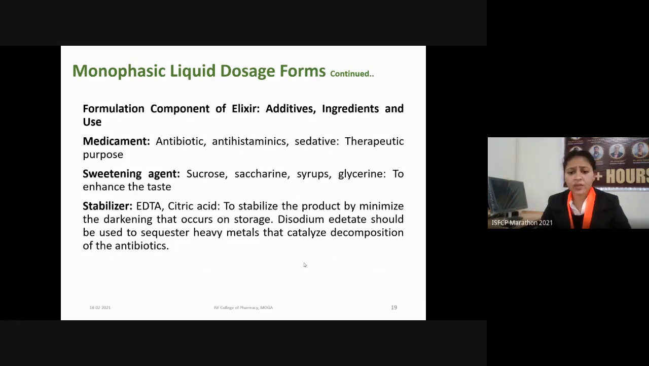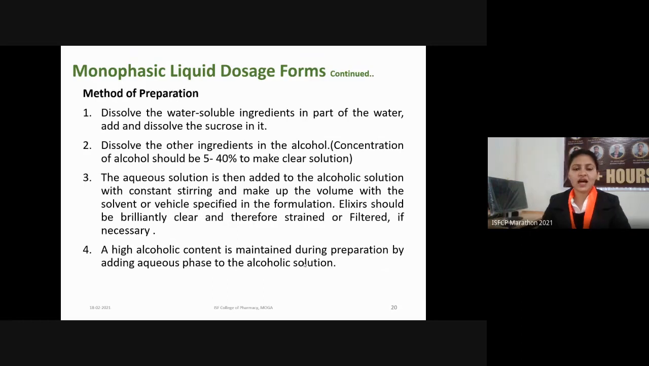Disodium edetate should be used to sequester heavy metals that catalyze decomposition of the antibiotics. It means these heavy metals act as a catalyst in the decomposition of the antibiotics, and to stop that we can use disodium edetate as a sequestering agent to bind these heavy metals. These are the excipients that we use in the preparation of the elixirs. Now, we should discuss the methods of preparation of the elixirs.